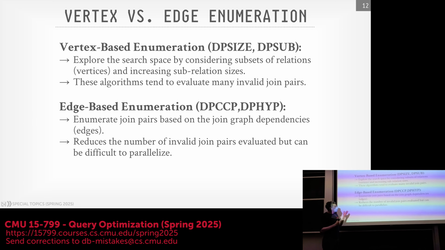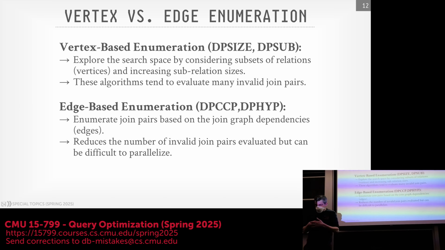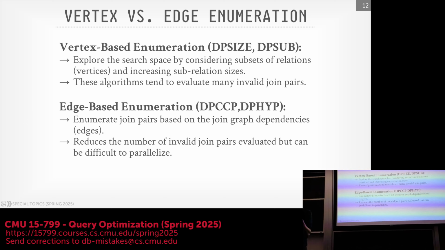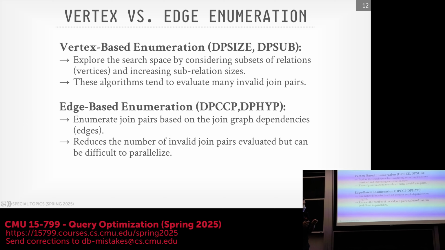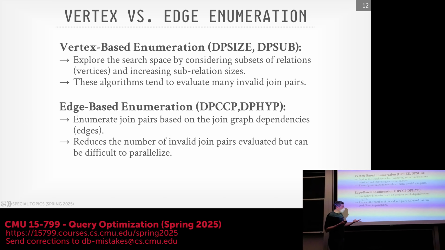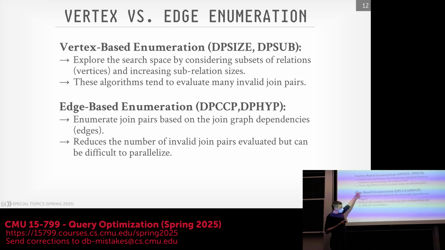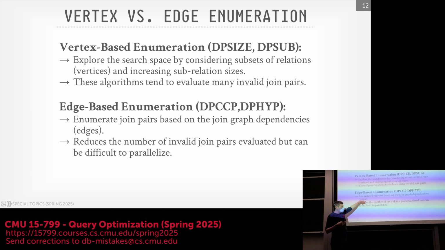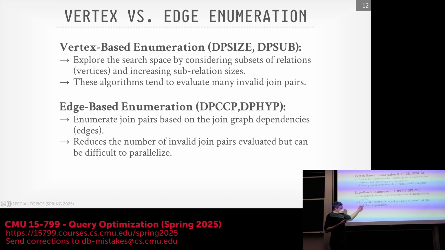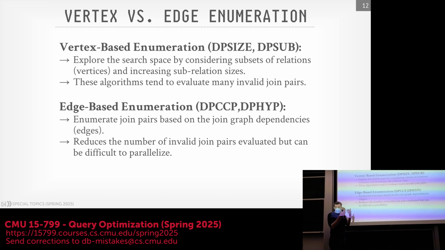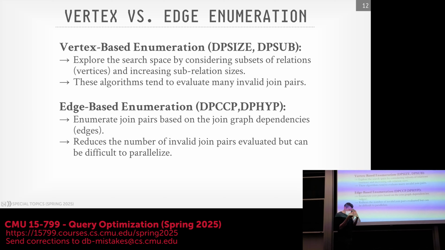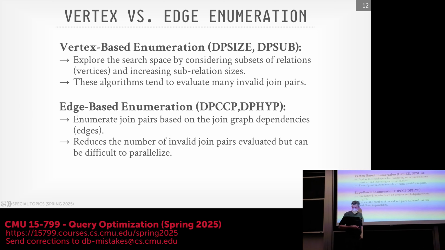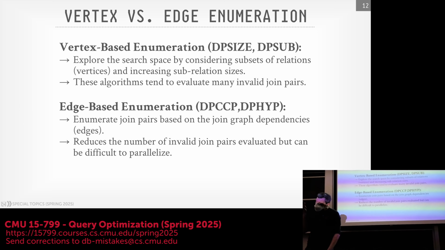In the case of edge-based enumeration, you're going to look at the join pairs, the edges themselves, and that's how you decide what you actually want to cut or not. So this is going to be better at reducing the amount of wasted work, because you're not having to evaluate a bunch of join pairs that you're going to throw away anyway. But now it's more difficult to parallelize, because you're blocking the generation of these different partitions, the subgraphs you could be exploring, until you finish the slicing up of the joins of the subgraph.